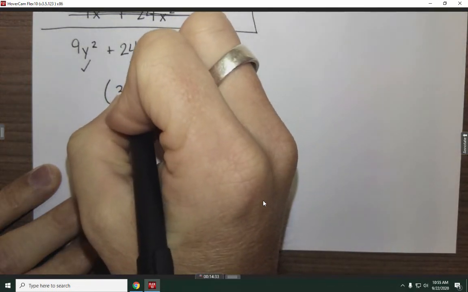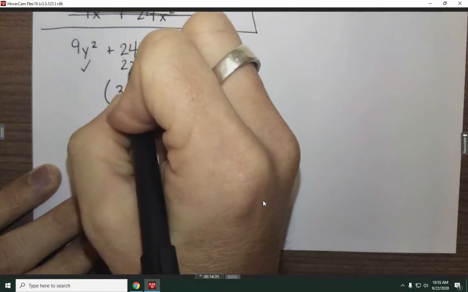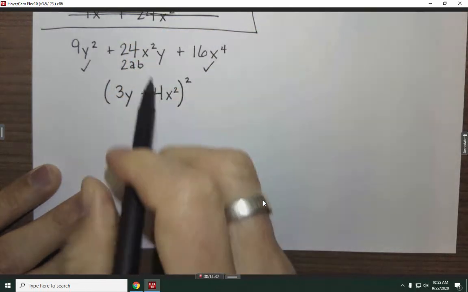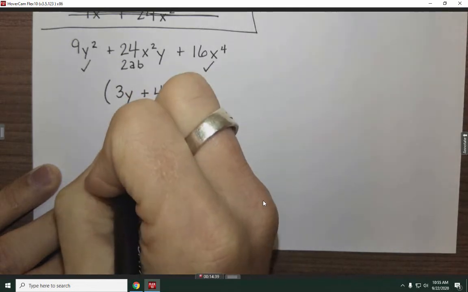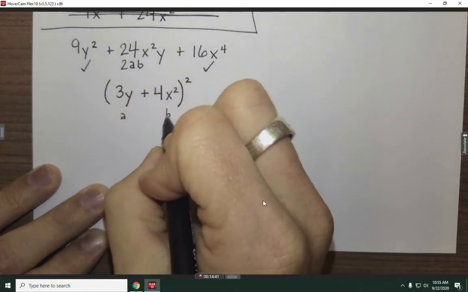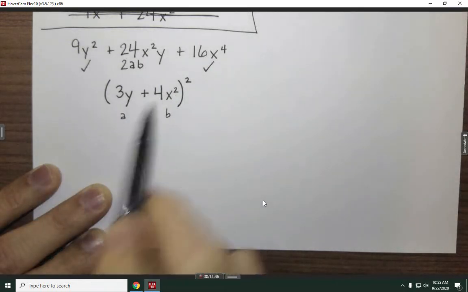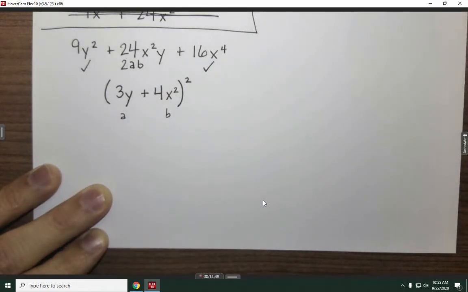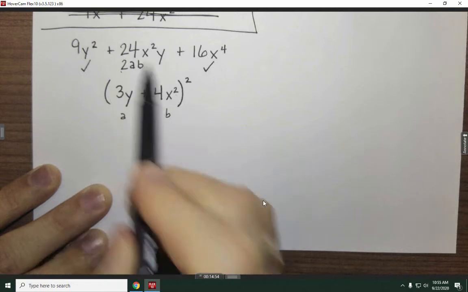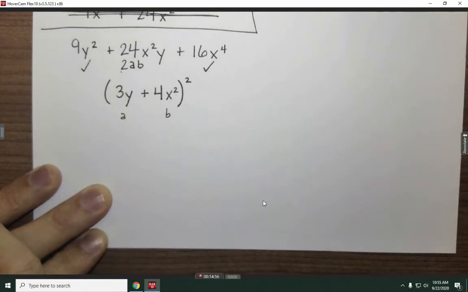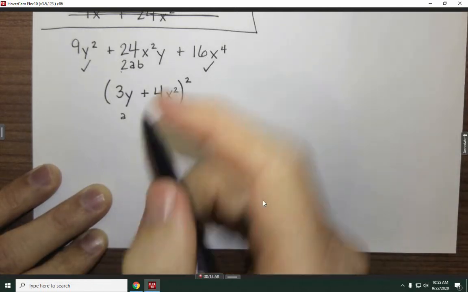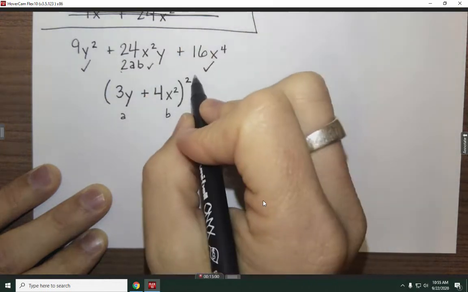And remember, we're doing 2 times A times B on this one. This is what this is supposed to look like. Remember, this is our A, and this is our B. So we're going to multiply these times each other. So 3y times 4x squared is 12x squared y. And if we times it by 2, 12 times 2 is 24, and then we've got our x squared y. So this thing checks out as well. So this is our answer.